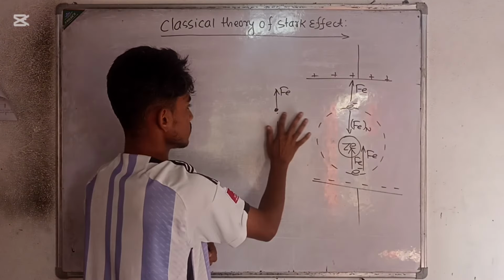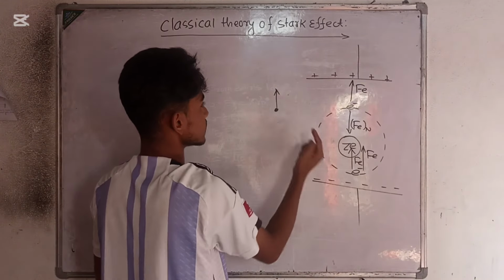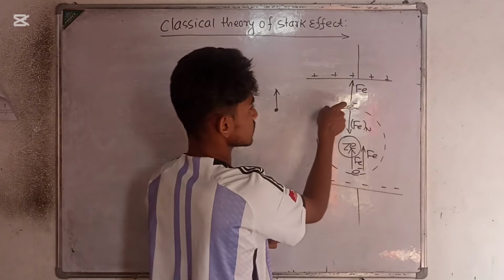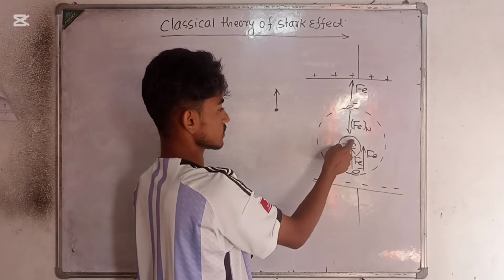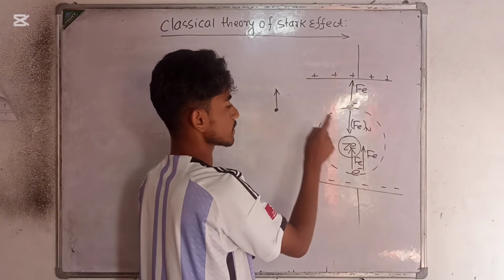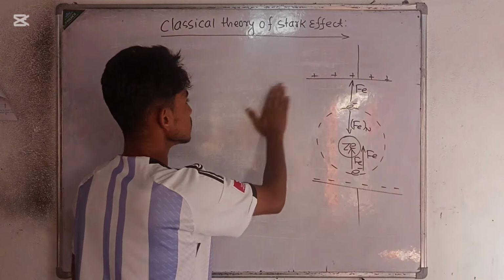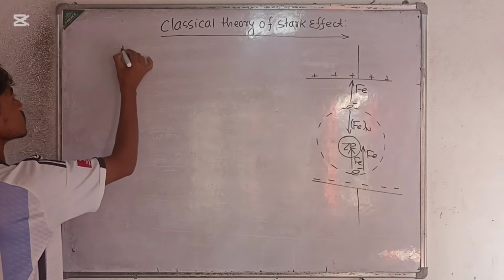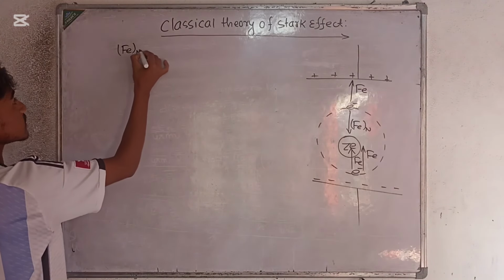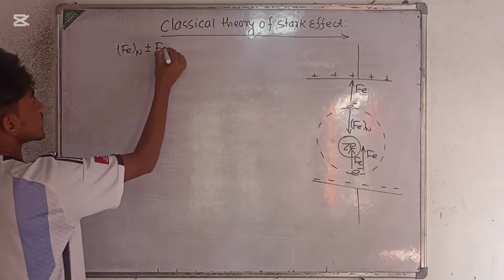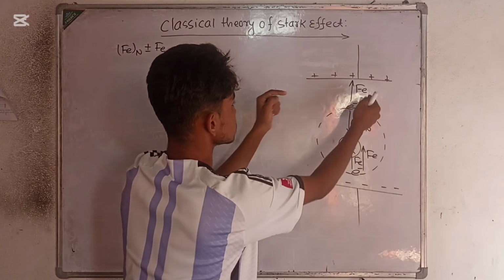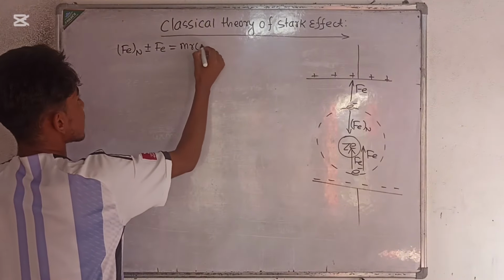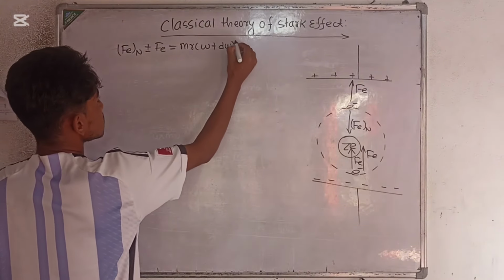Now the external force will be in the upward direction in both scenarios, but from here it is opposing, and from here it is supporting. So the net force acting upon that charged particle is the electrostatic force due to the nucleus plus or minus the electrostatic force due to this external field. We are using Fe for the external field, and this will slightly change the angular velocity of the particle.